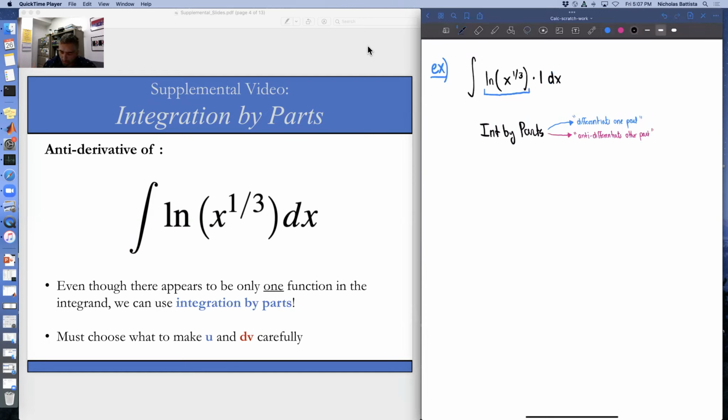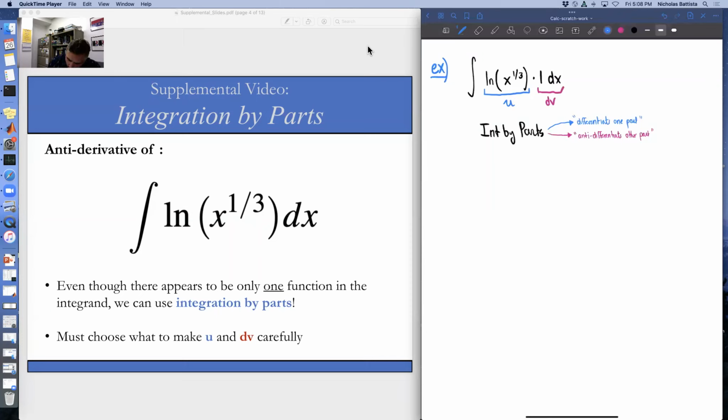So let's actually go through this. We have our two pieces. We have that ln of x to the 1/3. We have that 1 dx. And I suggested a moment ago that 1 times dx is actually going to be our dv. The piece that always has that dx attached to it will be the piece that we antidifferentiate, which means the function that was originally just sitting there will be the piece that we differentiate, or the piece that we call u.